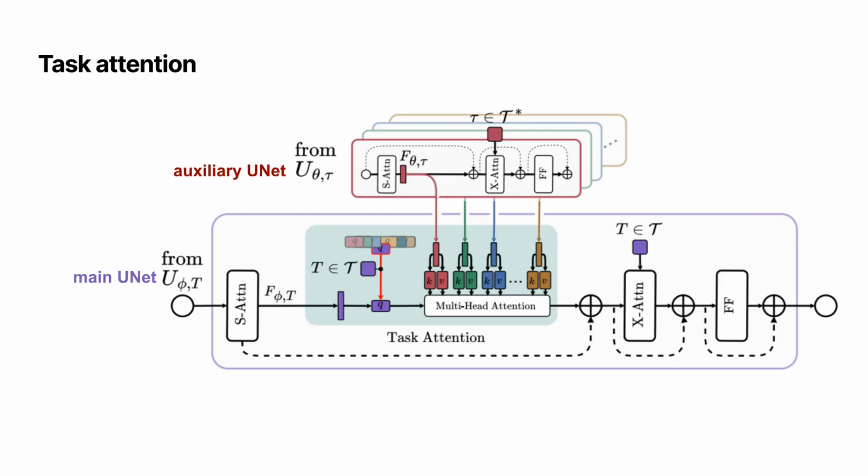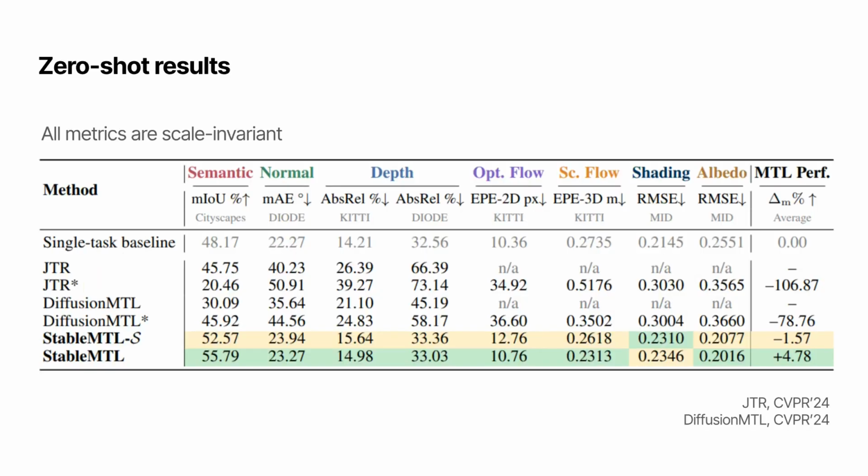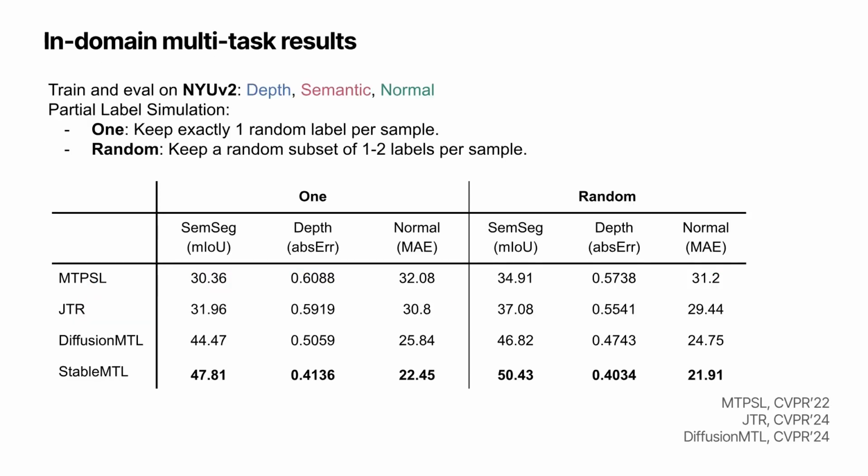StableMTL achieves the best zero-shot multitask performance with a positive average relative improvement over the single-task baseline. It also surpasses all baselines on in-domain multitask results, where training and evaluation occur on NYUv2 for depth, semantic, and normal tasks, simulating partial label scenarios 1 and random.